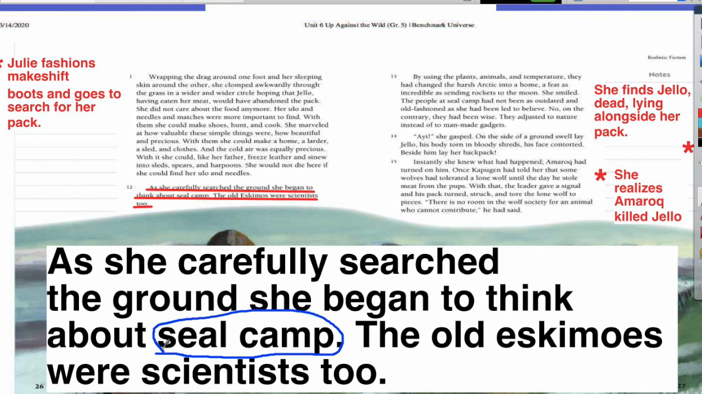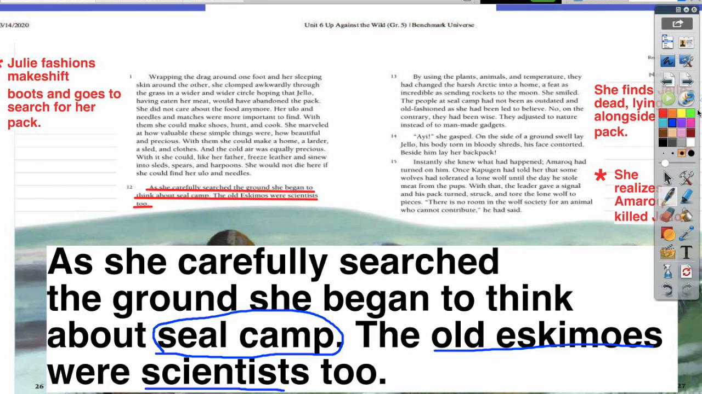So I'm making an inference, making a conclusion based on what I know, that she ran away from this place called Seal Camp. And maybe because she says the old Eskimos were scientists too, that there were people living there and they were scientists. Well, that's the conclusion I come to just from reading this sentence. I'm making an inference.